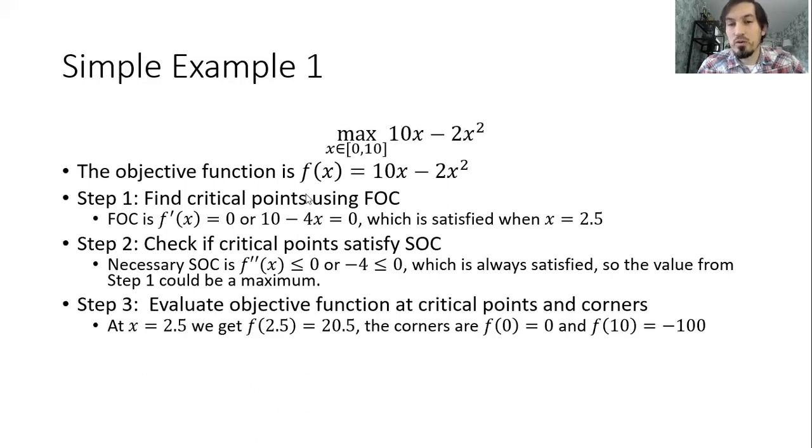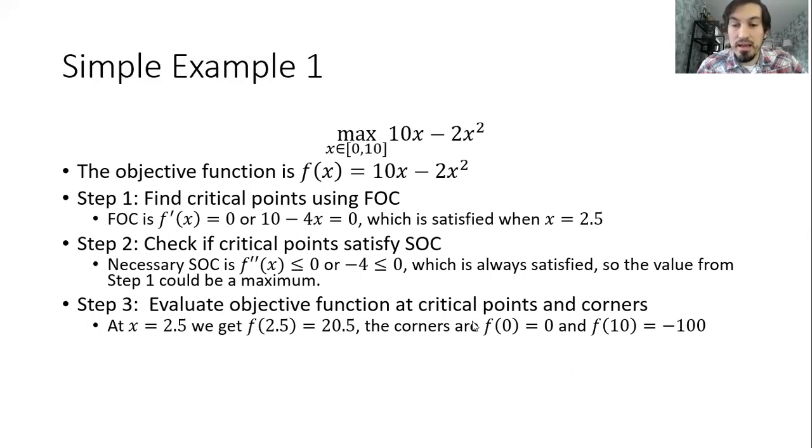Think about what's happening at the corners. Well, at x equals 0, f of 0, if I plug x equals 0 in here, I get 10 times 0 minus 2 times 0 squared. That's 0. You guys get what I'm saying here? f of 0 equals 0. Then plug x equals 10 into f. I get 10 times 10, which is 100, minus 2 times 10 squared. That's minus 200. 100 minus 200 is negative 100.